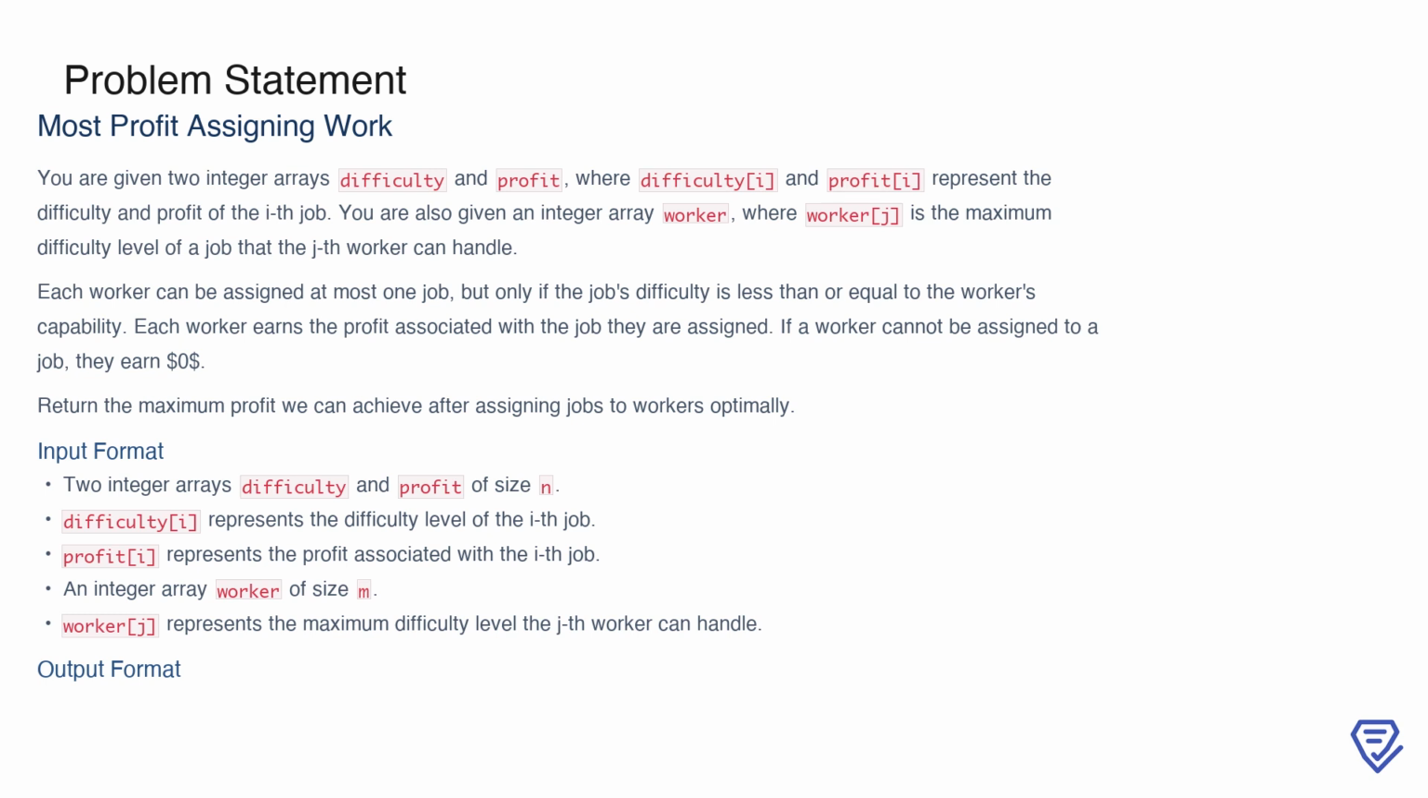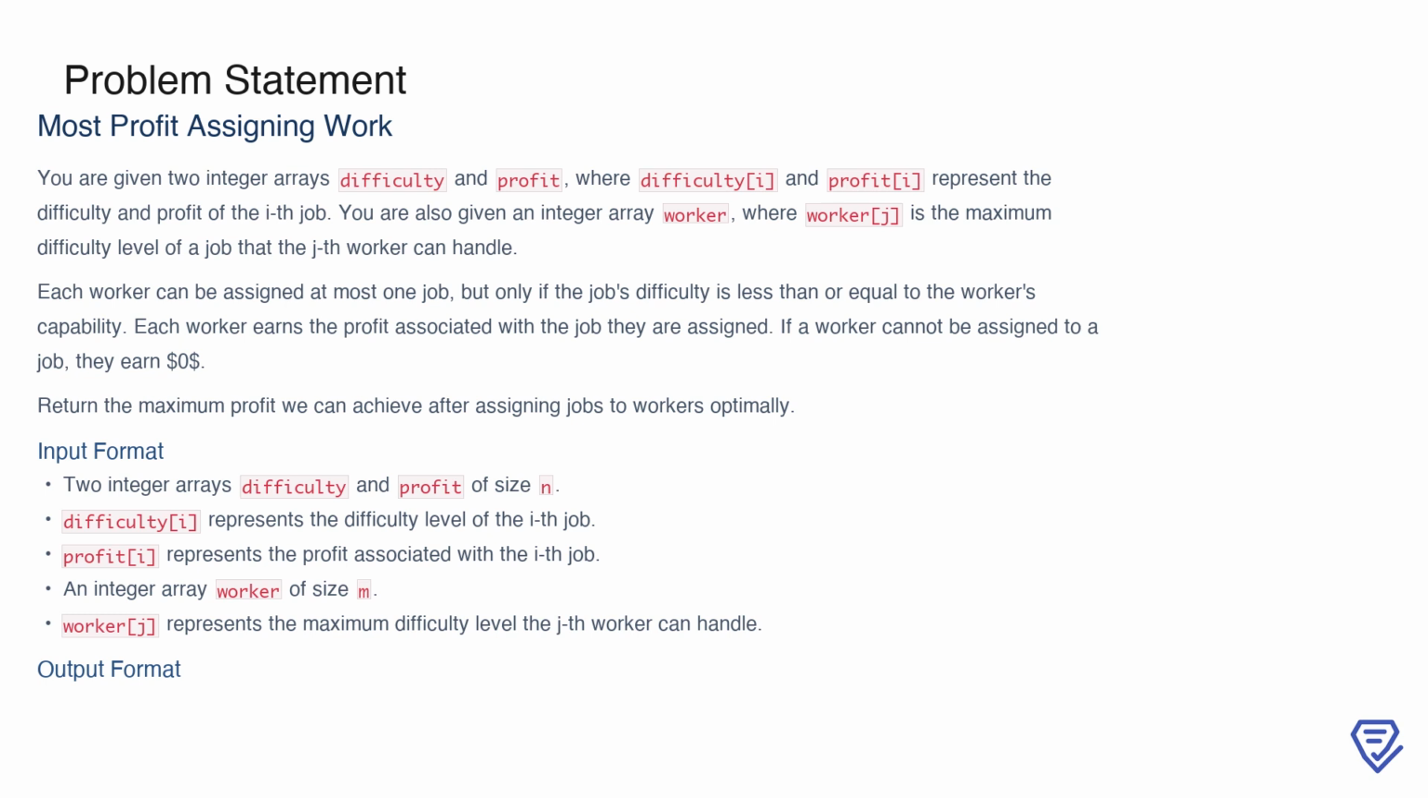total profit. Each job has a specific difficulty level and a corresponding profit, represented by two arrays, difficulty and profit. Each worker also has a maximum difficulty level they can handle, given in the worker array. A worker can only take on a job if the job's difficulty is less than or equal to the worker's capability. Importantly, a worker can be assigned at most one job, and they earn the profit associated with that job. If no job matches their capability, they earn nothing.